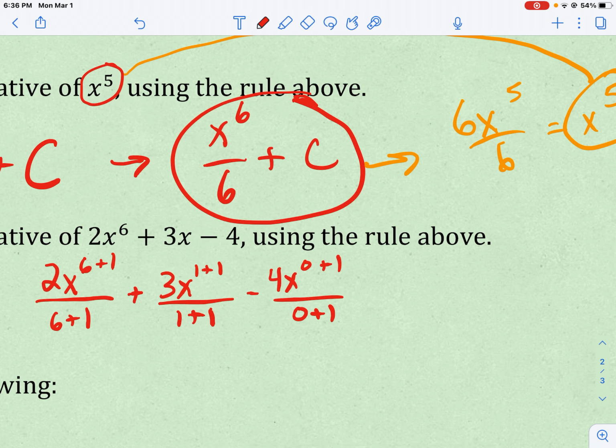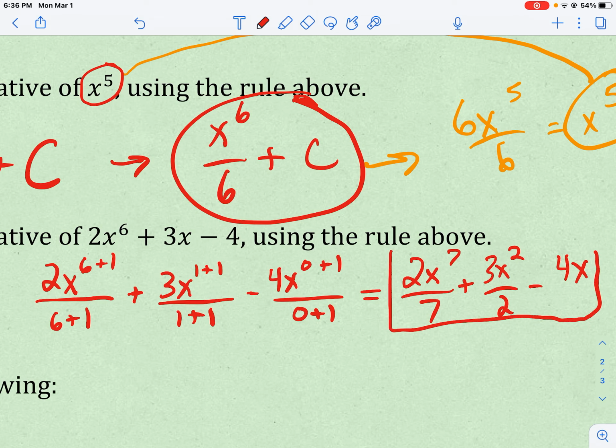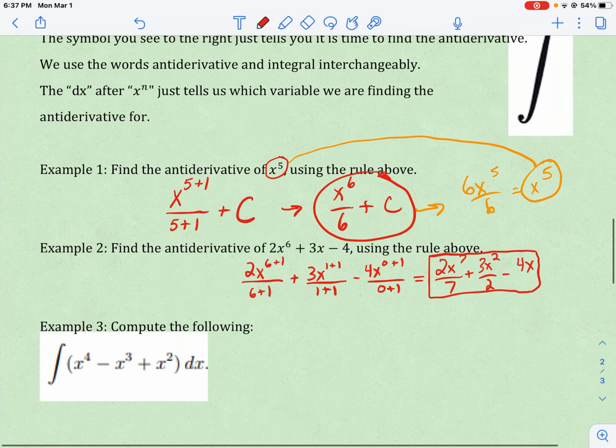Now again, if we want to clean this up, simplify, we get 2x to the 7th over 7 plus 3x squared over 2 minus 4x over 1, which is just 4x. So the antiderivative of 2x to the 6th plus 3x minus 4 is equal to what I wrote in the box. Take the derivative of what I wrote in the box to convince yourself that I am correct.